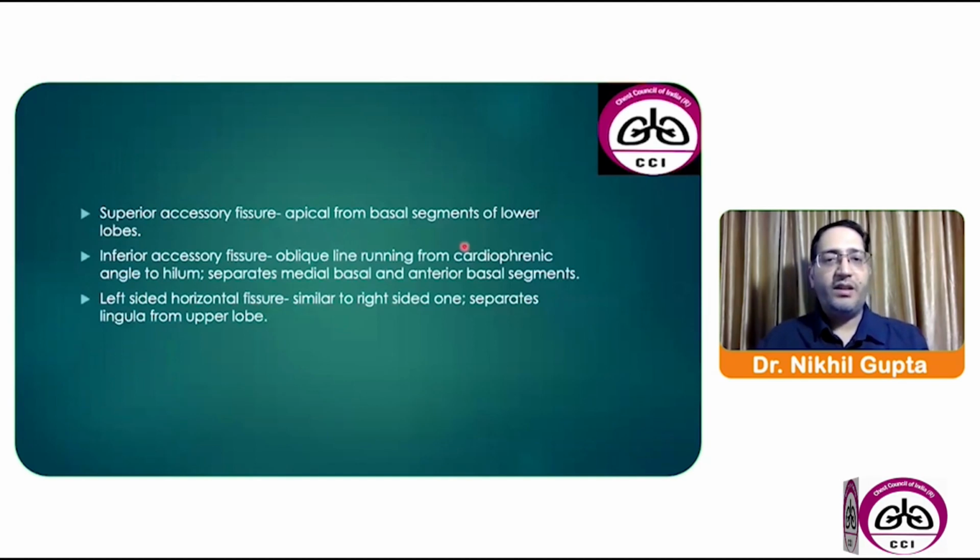Superior accessory fissure. It separates apical from basal segments of lower lobes. Inferior accessory fissure separates medial basal segments. It is an oblique line running from cardiophrenic angle to hilum and separates medial basal and anterior basal segments. Left-sided horizontal fissure. It is similar to right-sided one, separates lingula from the upper lobe.